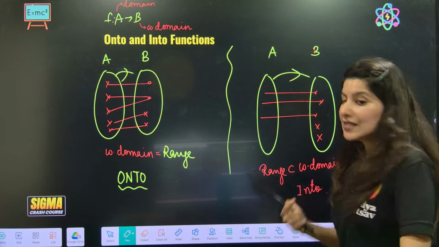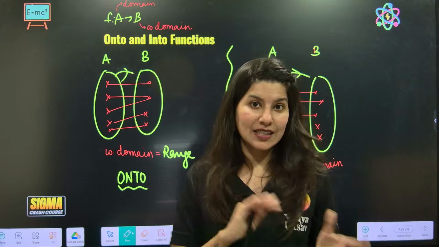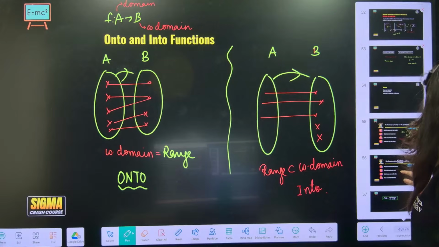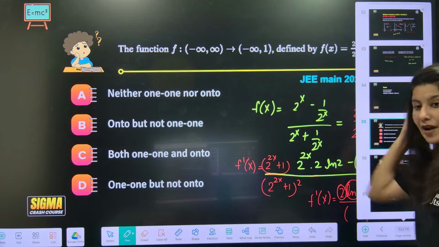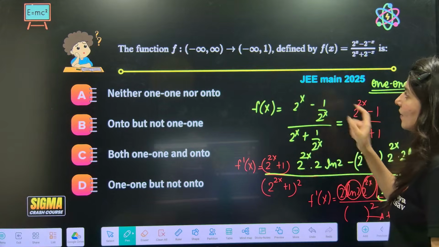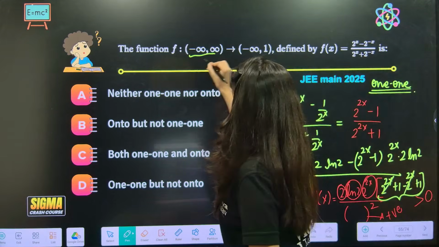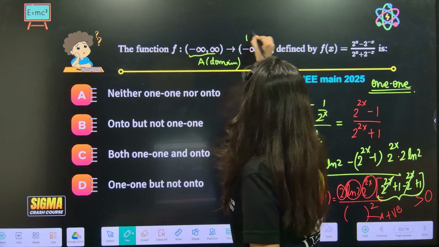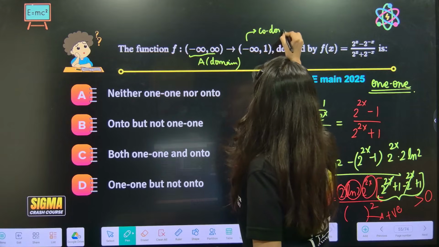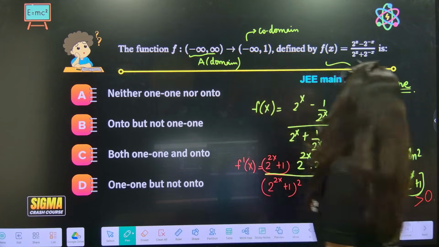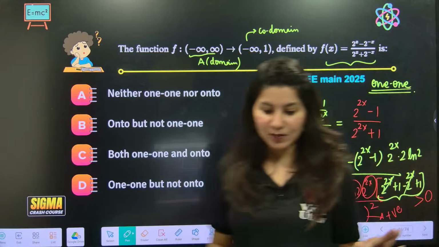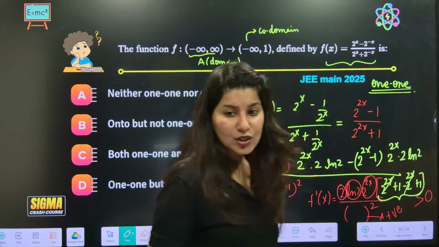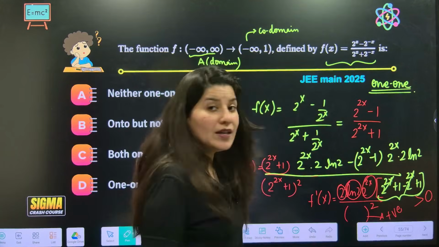Now to identify whether a function is into or onto, all you have to do is find out the range and compare it with the codomain. So this is set A, your domain set, and this is your codomain set. A function f of x is given to you, and in this JEE Main 2025 PYQ we need to identify whether this function is 1-1 or onto or not.